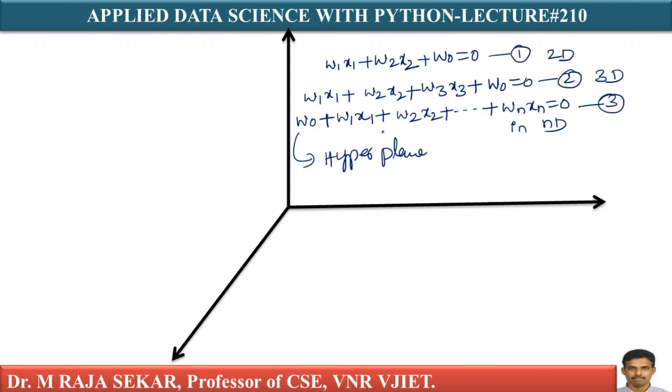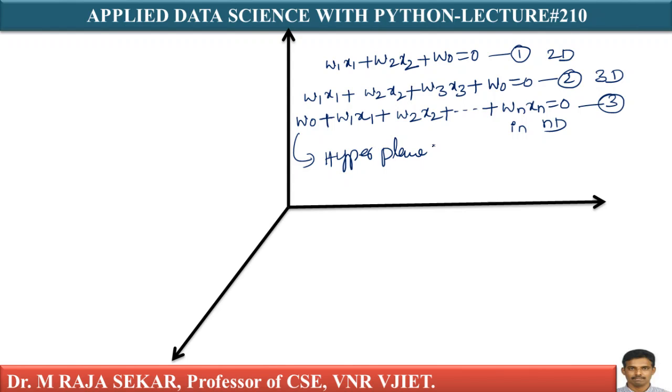Now the immediate question we get is this. This is too cumbersome to write. It is a little bit complicated to write this big equation W0 plus W1x1 plus W2x2 plus so on Wn xn equals 0. It's a little bit difficult. Is there a more concise way of writing this? But of course, there is.